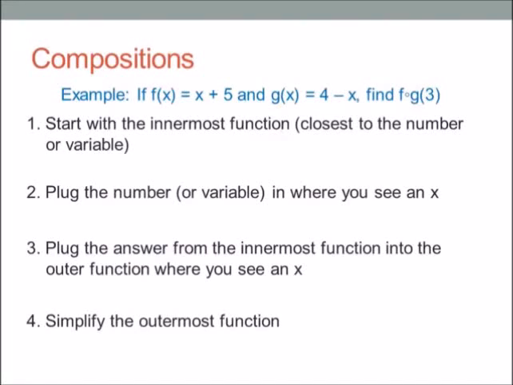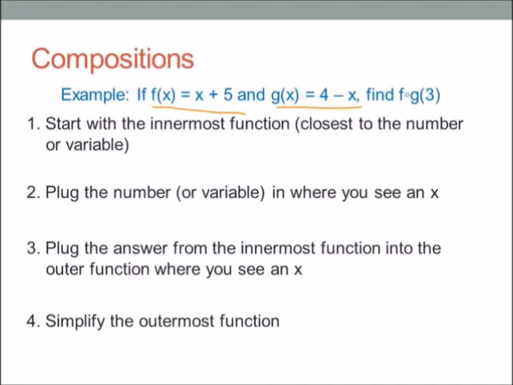We're going to do compositions of functions, and that's basically applying one function to the results of another function, and we're going to do it for two functions here. There's one there and one there, but really you could do it for an infinite number of functions. You could just keep going if you want, but for the most part we're going to do it with two functions. Alright, step number one, start with the innermost function closest to the number or variable.